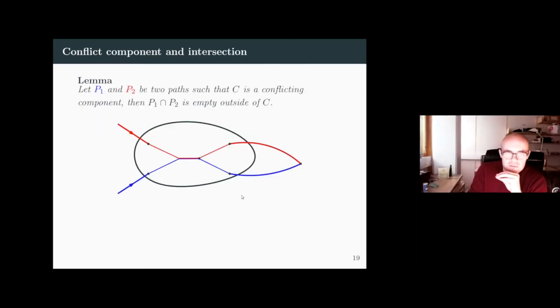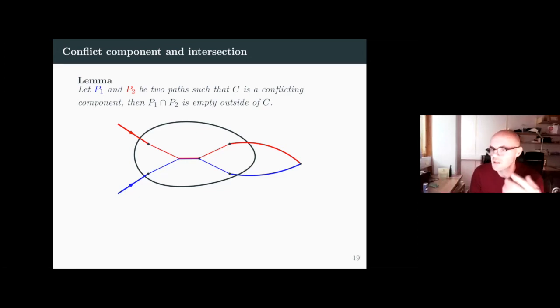And the nice thing about conflicting components is this: suppose that P1 and P2 are two paths which are conflicting on C, then the intersection of P1 and P2 is empty outside of C. Literally, it means that P1 and P2 cannot intersect there. So if you're looking for P1 and P2, and you tell me there is a conflict here, then this is very nice for you, because it means that outside this component there is no possible intersection, so you can do whatever you want. You just have to check that you can reach S1 from this point and you can reach T1 from this point, okay? So this is what I mean by conflicting components.